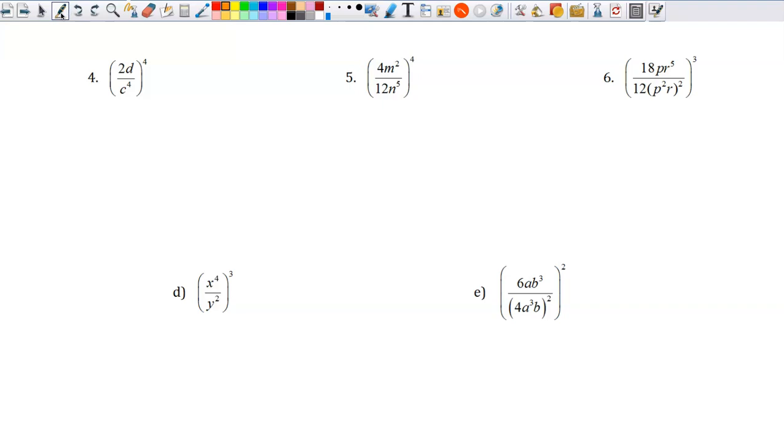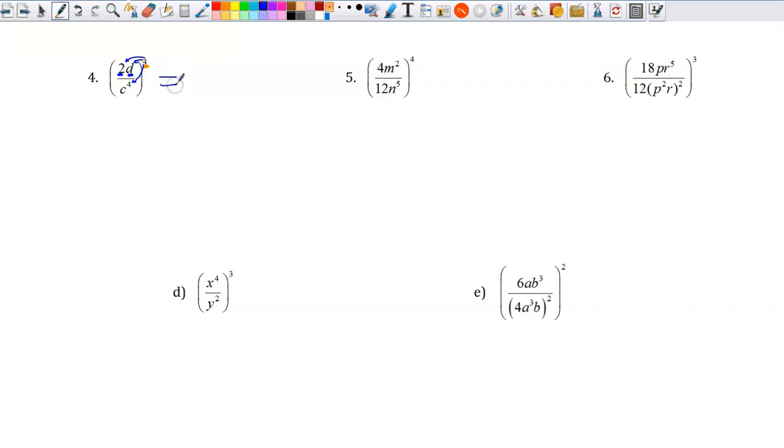Okay, a huge piece of this is how many individuals, how many products, if I was being fancy, does that apply to? And you really got to see this carefully. That 2 is a separate product from that D. So that exponent of 4 is going to have to go to the 2 and the D, as well as the C down here.